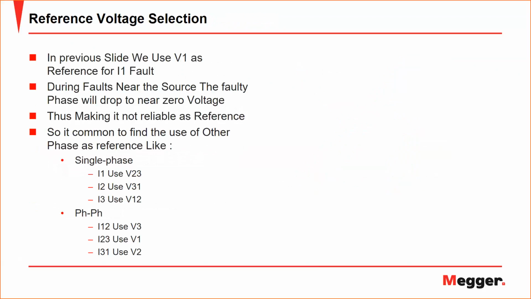So for phase A, I will use the phase-to-phase voltage of phase B and C. For I1, I will use the voltage of V2 and V3, nothing related to V1 itself. For I2, respectively, I will use V3 and V1. And for I3, I will use V1 and V2. And when I have phase-to-phase faults, I will only use the healthy voltages like V3, V1, and V2.